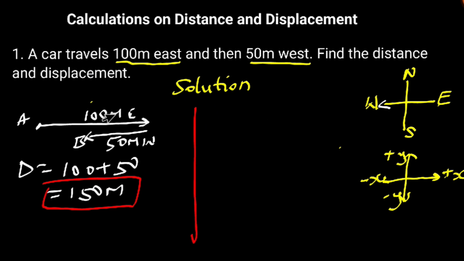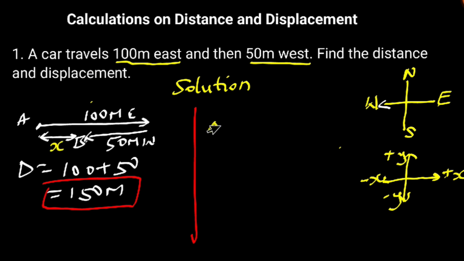So the displacement, the car moves 100 meters east and then 50 meters west. So the displacement is the shortest distance from the start of the journey to where you ended. So how far you are from the starting point. So that shortest distance is this x here.